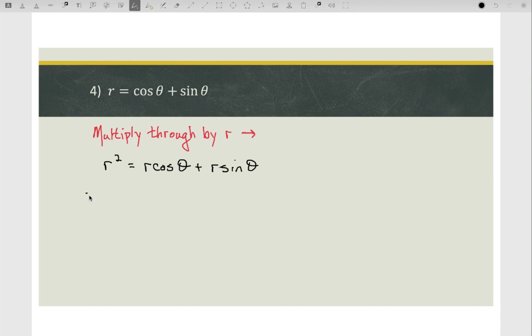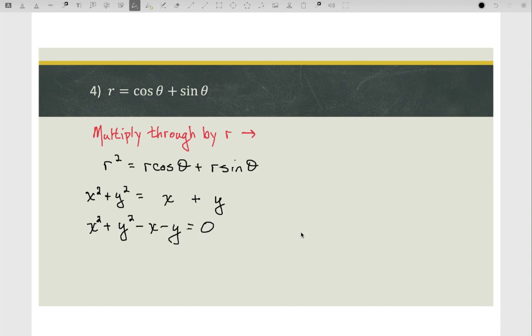In place of r squared, we would have x squared plus y squared. In place of r cosine theta, we know that's equivalent to x. And in place of r sine theta, we know that's equivalent to y. Bringing everything over to the left side of the equation, we end up with another form of what would be a circle.